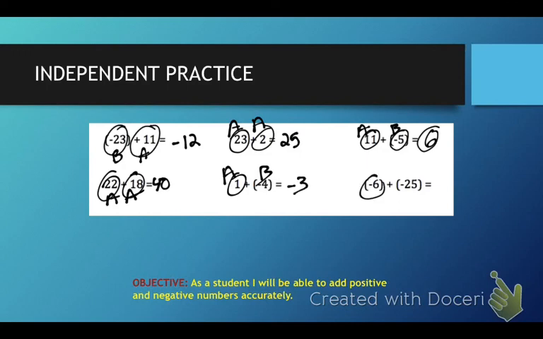Finally, the last one, negative 6, that's a bill, plus a negative 25, that's a bill. You owe me $25, and you owe me $6. Man, I'm getting rich in this video. You would owe me a total of $31.